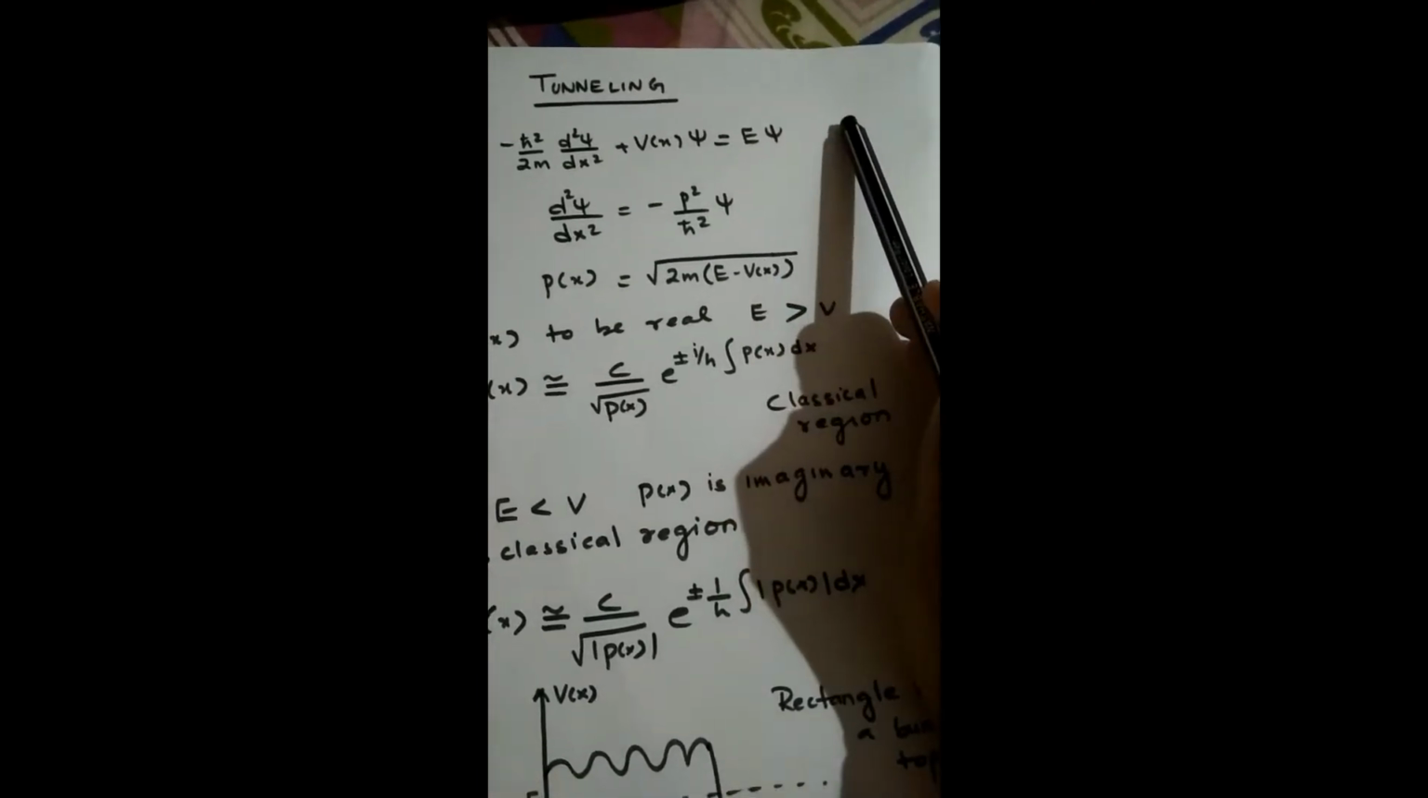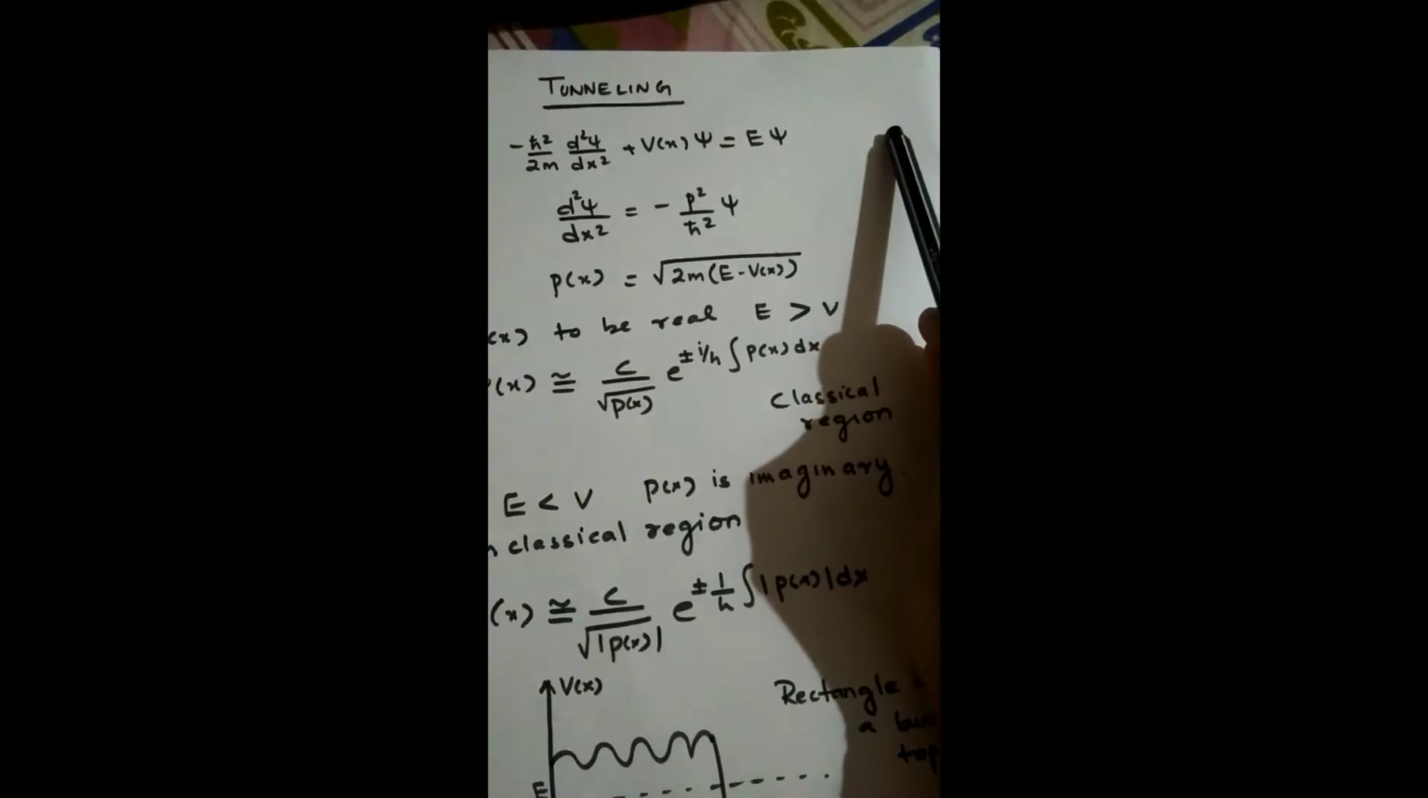Everyone, today we will be discussing the application of WKB approximation for tunneling in a specific case like tunneling for a bumpy surface. Now for the time being, let us start with the beginning. This is the Schrodinger equation.